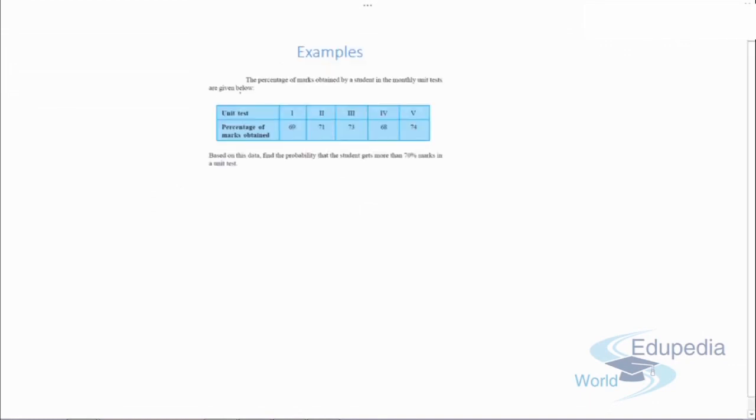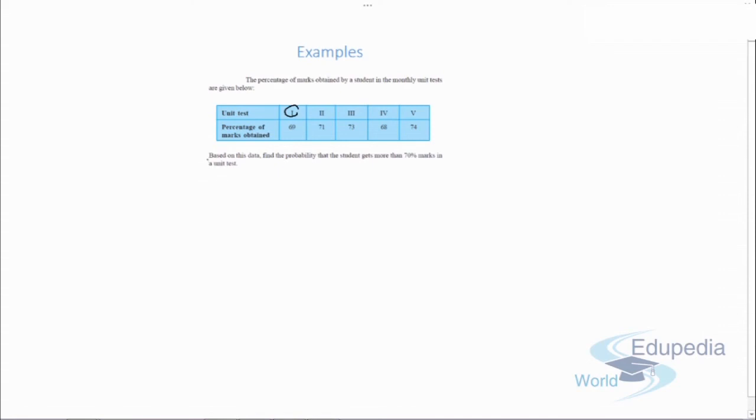The example says that the percentage of marks obtained by a student in monthly unit tests are given below. So these are the marks obtained by a student in monthly unit tests, let's say, as happens in school generally. So this is the data given. Let's say this is test 1, test 2, test 3, test 4, test 5, and this is the percentage of marks obtained. Now, based on this data, we need to find the probability that the student gets more than 70% marks in a unit test.